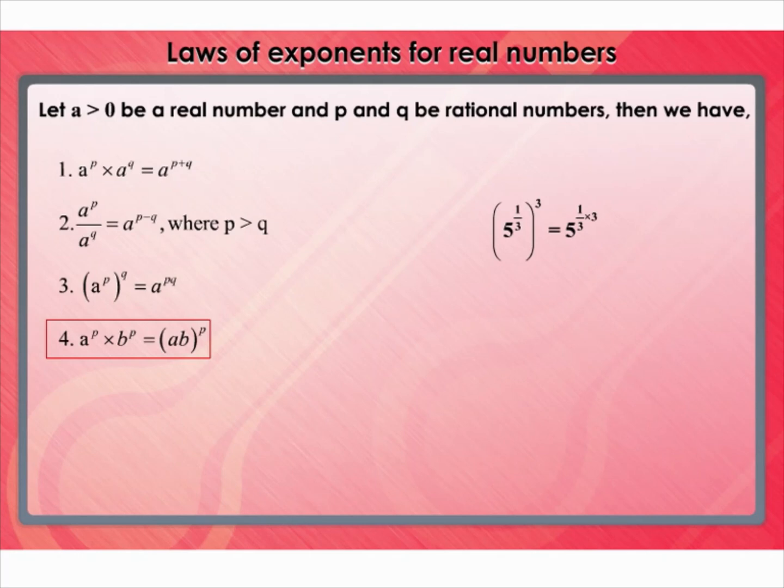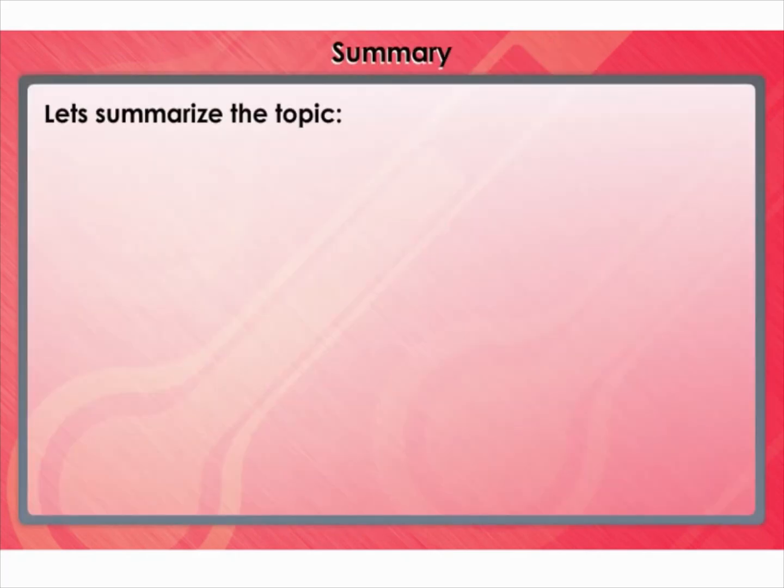Now come to the fourth identity. Consider the example. 5 raised to the power 3, all raised to the power 1 by 3, is equal to 5 raised to the power 3 into 1 by 3. Cancel out these 3's, we get 5. Based on this example, you can generalize the fourth law.